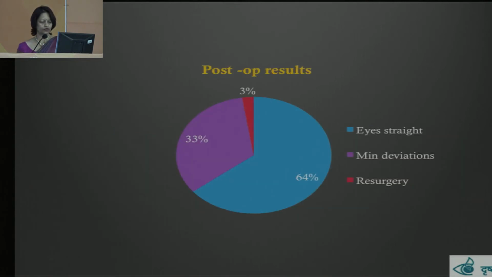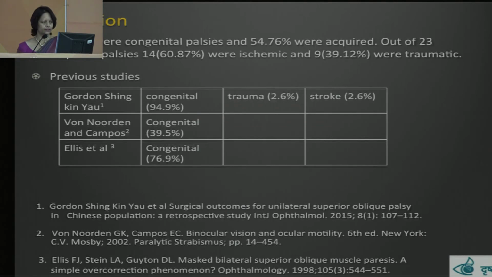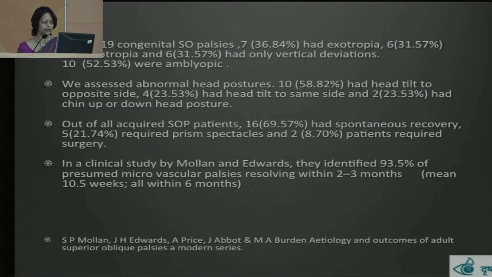So the post-op results were: eyes were straight in about 64%, in 33% there was a minimum deviation, and in only one case we required a resurgery. Even the previous studies showed that congenital palsies were 45% and 55% were acquired, and of the 23 acquired palsies in our case, 60% were ischemic, which was more or less a similar incidence as in the other studies. So this is all I've covered.